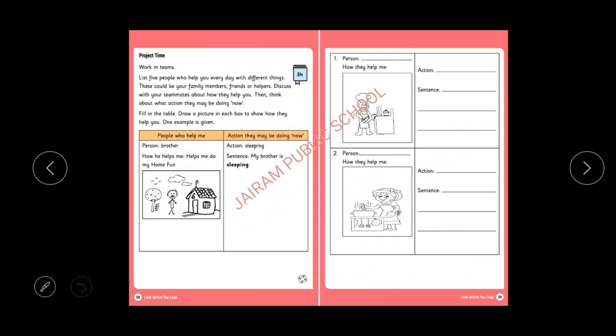Project time. Work in team. List 5 people who help you every day with different things. They could be your family members, friends, or helpers. Discuss with your teammates about how they help you. Then think about what action they may be doing now.